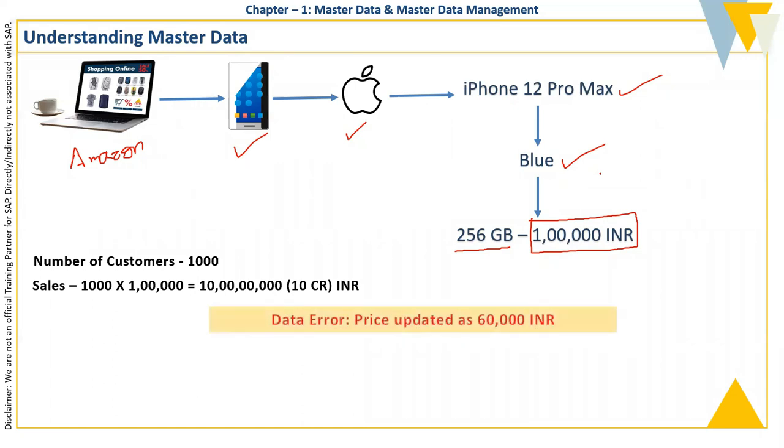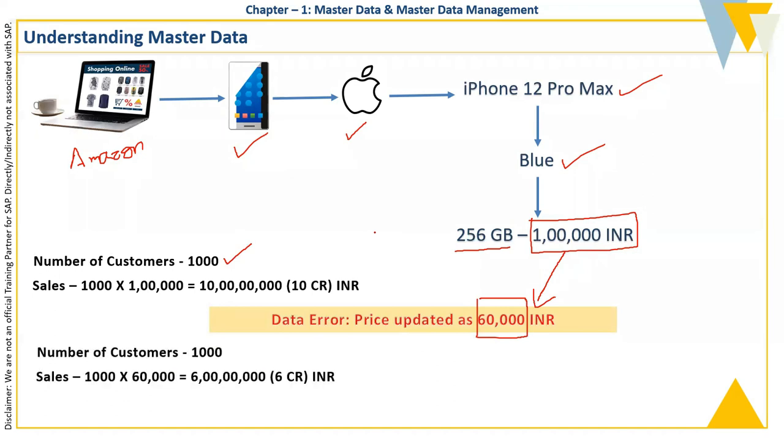Now let's take a scenario. Instead of 1 lakh INR, the data has been updated as 60,000 in the database. Okay, it is an error. Now, if you take the same transaction, this time how much would it be? 6 crores. Again, out of this 6 crores, some portion will go to Amazon and the rest will go to the seller.